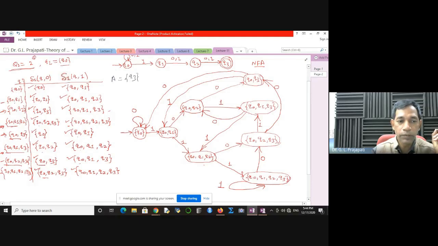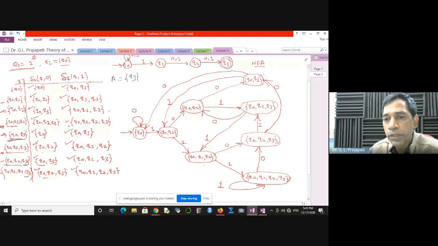Q0, Q1, if you make the intersection with A, it is also empty. Q0, Q2, empty, disjoint set. Q0, Q1, Q2, Q3, these are also disjoint sets. Once you make the intersection with Q0, Q3 and A, it is not empty. You have the common element here, Q3. So this is the final state. Q0, Q3 is a final state. Also Q0, Q1, Q3 is a final state because the intersection is not empty. Q0, Q2, Q3 is also a final state. Q0, Q1, Q2, Q3 is also a final state. So you have the 4 final states.